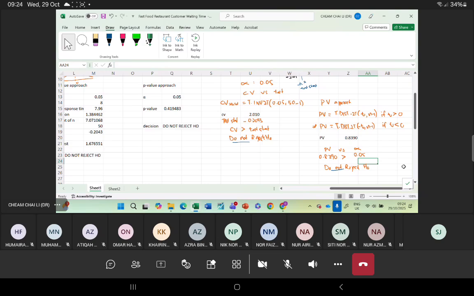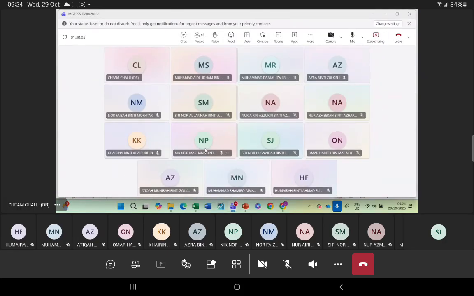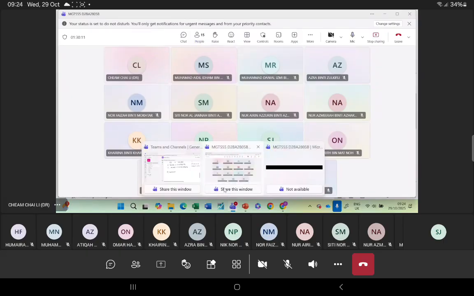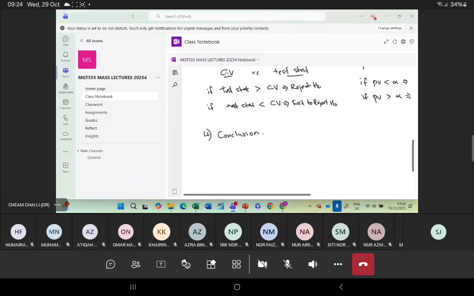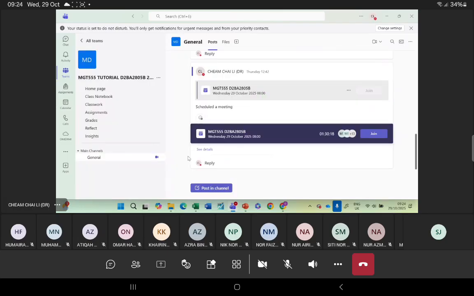Okay, boleh ada soalan? Okay, for the tutorial, you boleh lihat dekat sini tutorial. So hari ini 4 didn't turn up, 4 didn't come. Okay, so for tutorial, go to the tutorial group.